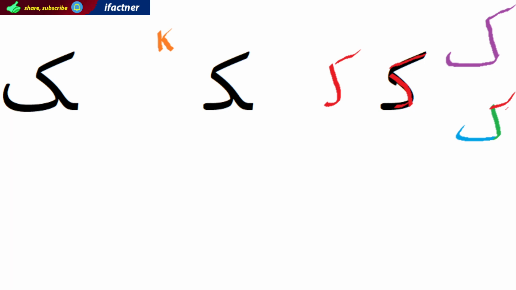Let's see how do we write kaf with a word. There's a word called kab. Kab means when. Let's see how do we write it. Kaf, and then we join it with be. Kab. Kaf zabar be, kab. Kab means when. Let me show you one more time. Kaf, be, kab.